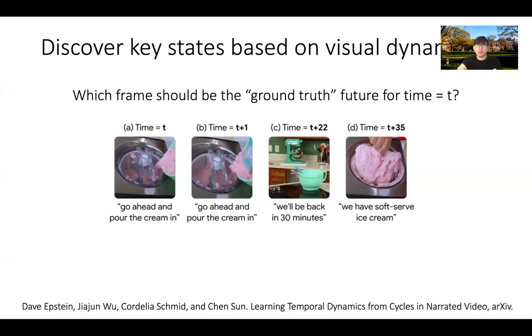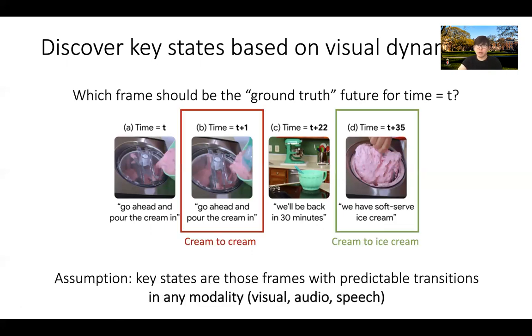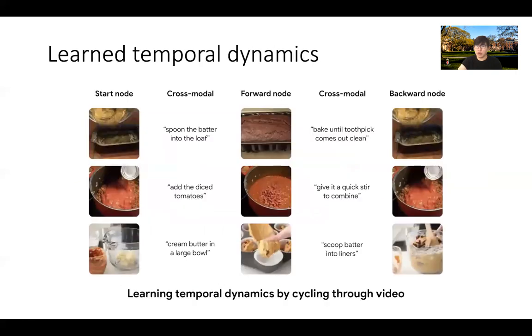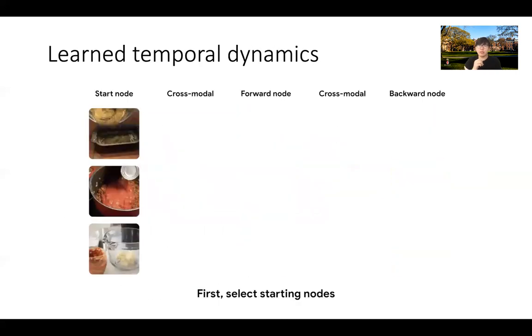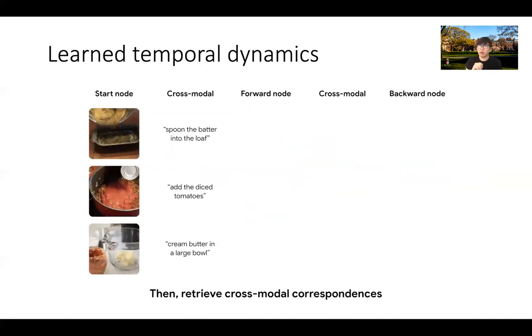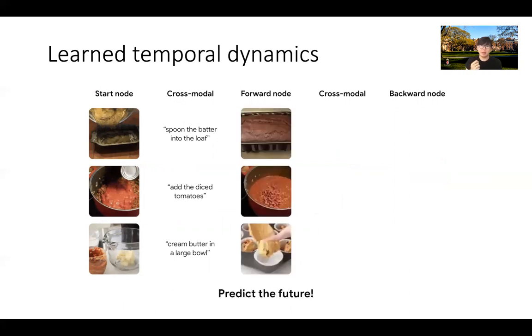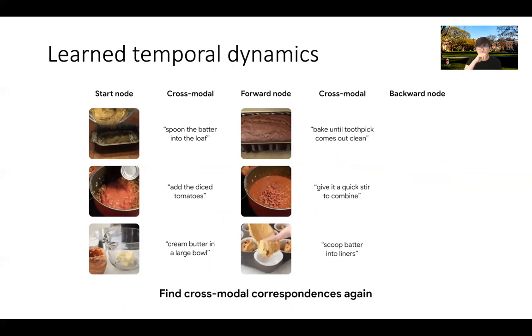And then we try to discover key states based on visual dynamics. Due to the sake of time, I'm not going to go into details, but I'm going to show some of the visualizations. So our model is basically trying to learn temporal and cross-modal dynamics and trying to close the circles.